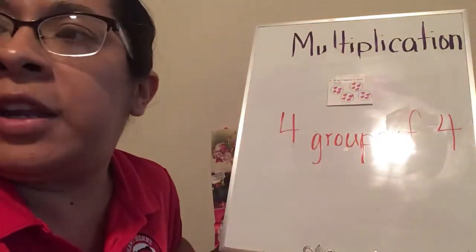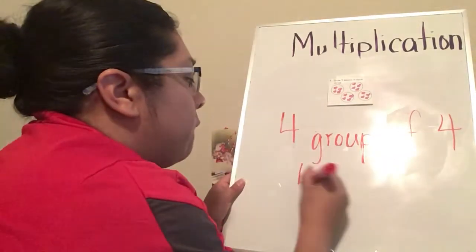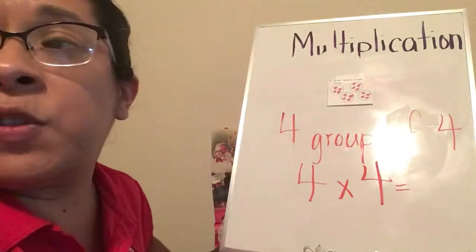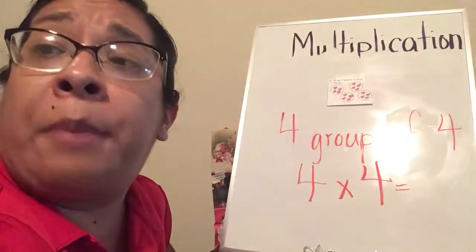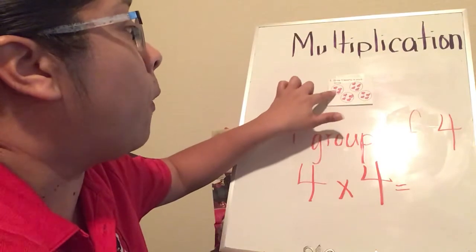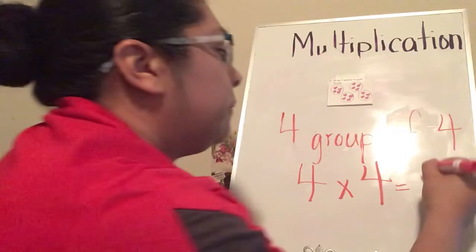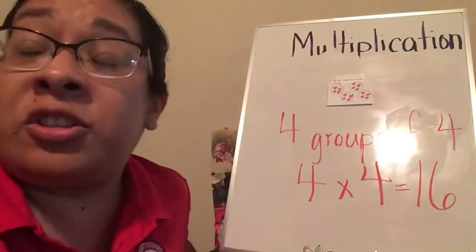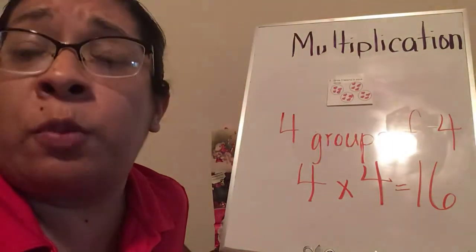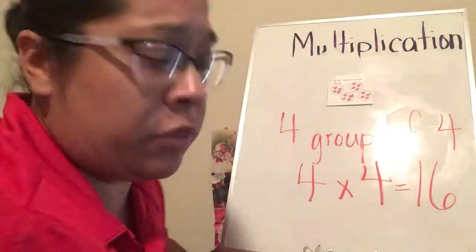Now, how would we write it in a multiplication equation? We would do 4 groups of 4. Now, to solve it, you would have to skip count by the number of things in each group. So it would be 4, 8, 12, 16. So actually, learning how to skip count is a good way to solve your multiplication problems faster. Okay? Let's do another one.